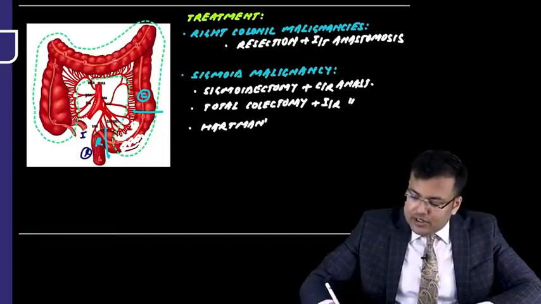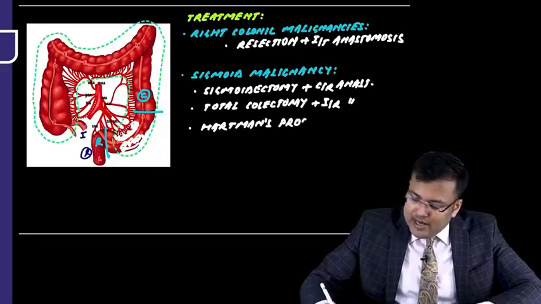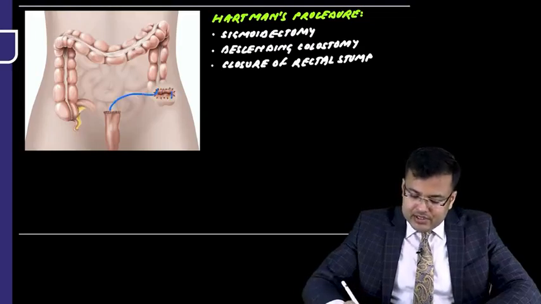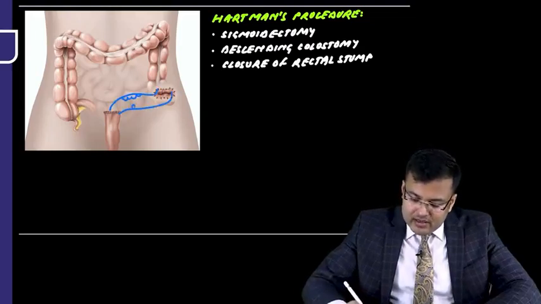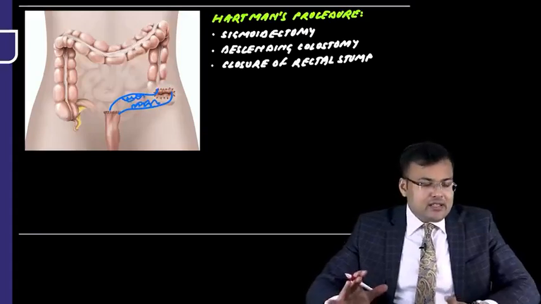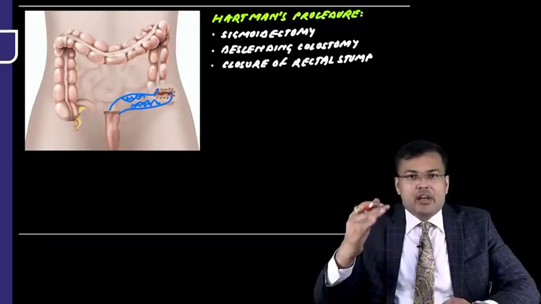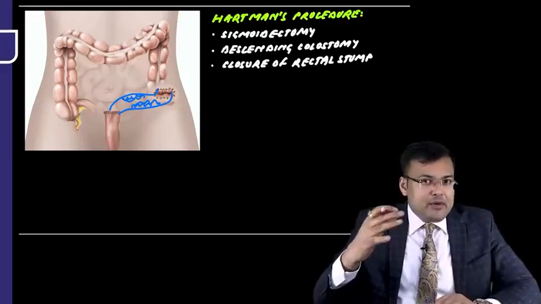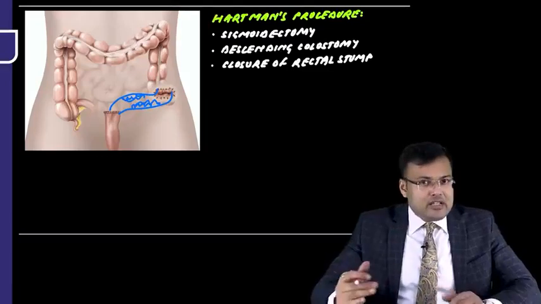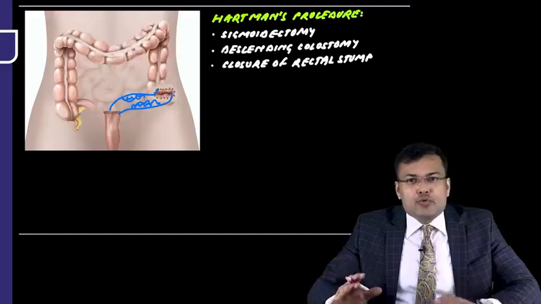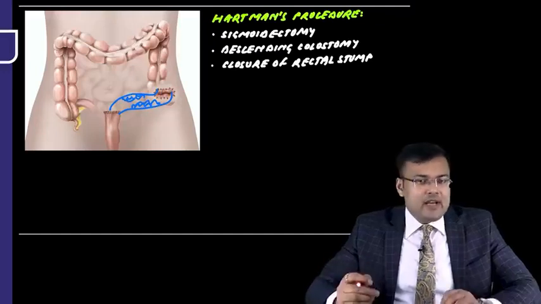So what are the components of Hartmann's procedure and in which patients we go for Hartmann's procedure? Now imagine this patient. This patient is having sigmoid malignancy. What is the age of this patient? Age is 60 or 60 plus. In such cases, after sigmoidectomy, if you're going to perform the anastomosis, there is risk of anastomotic leak because in elderly patient, there is atherosclerosis. So what happens? Because of atherosclerosis, there is poor blood supply at the site of anastomosis.